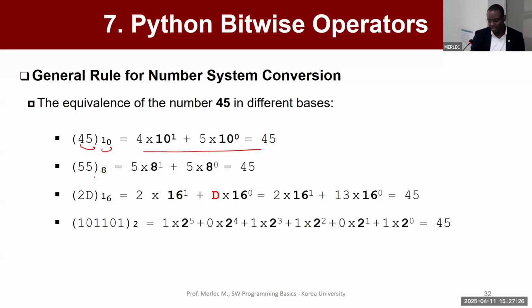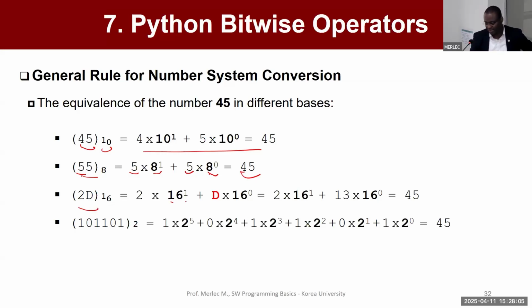So in octal, its equivalent is 55. This should be represented as 5 times 8 to the power of 1, the highest index. And then we take the second digit, 5, multiplied by 8 to the power of n minus 1, so that will be 0. You will take 5 multiplied by 8, it will be 40, plus 5 multiplied by 1, which is 5. That will be 45.